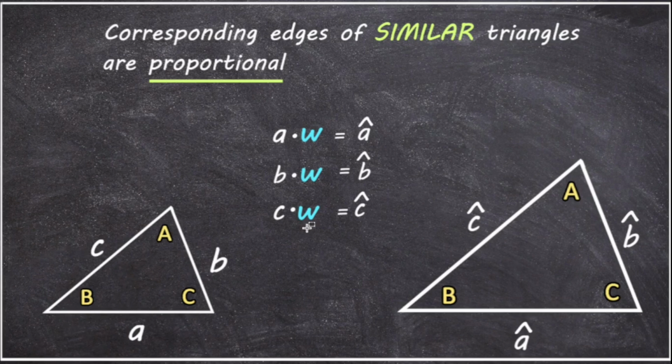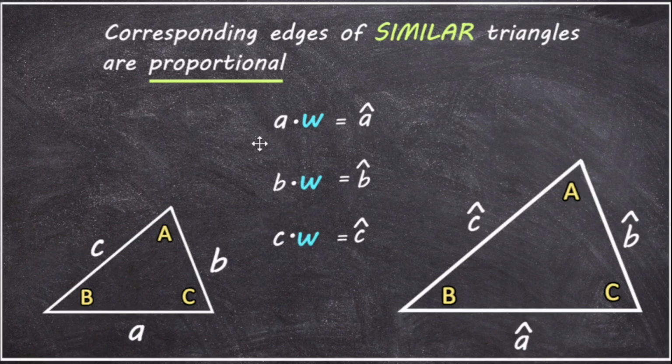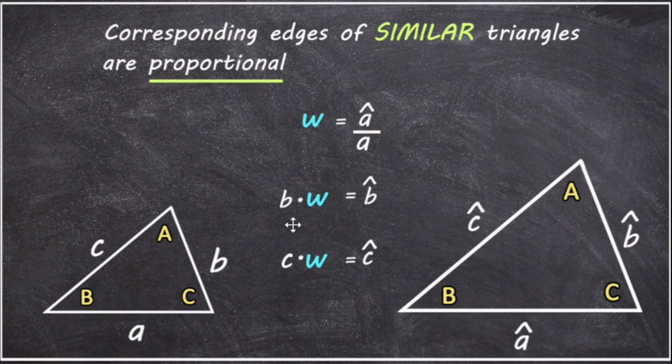Now, the way these equations are set up may not look very familiar to you, but there's another way of expressing this by dividing both sides of each equation by the edge length that was originally multiplied by W. So if we divide both sides of the first equation by A, we get the result that A hat divided by A equals W. And if we divide both sides of the second equation by B, we get that B hat over B equals W.